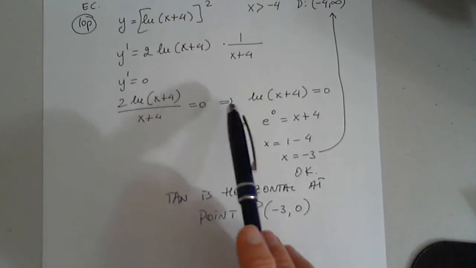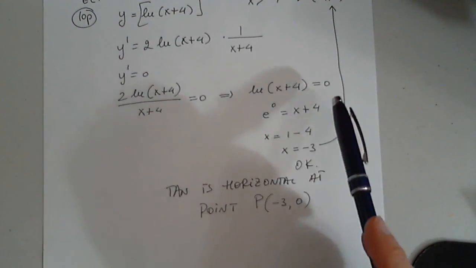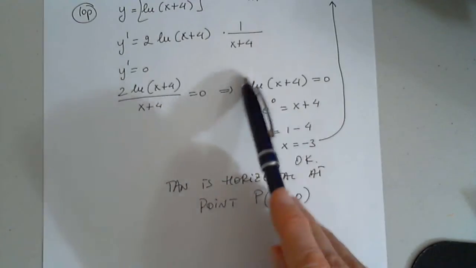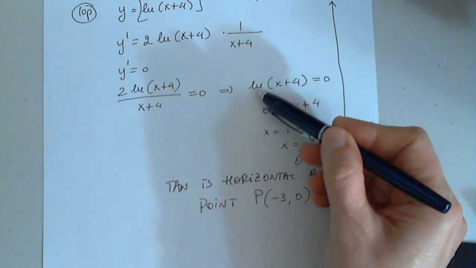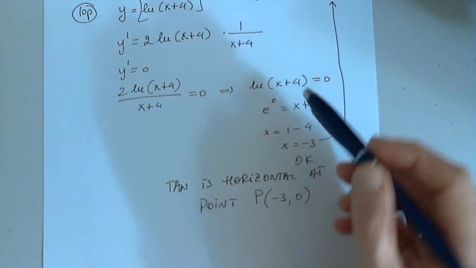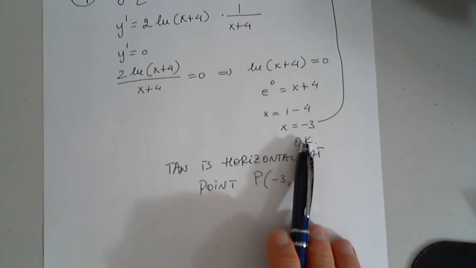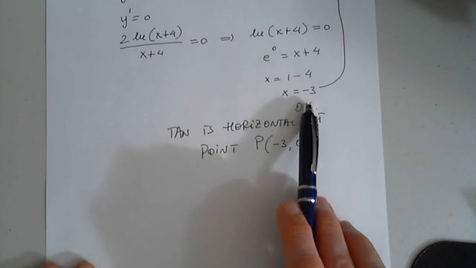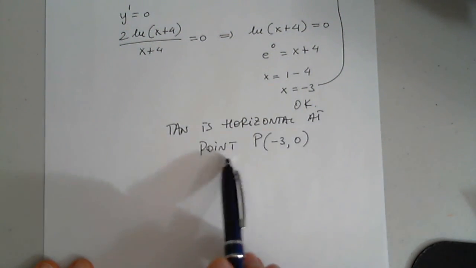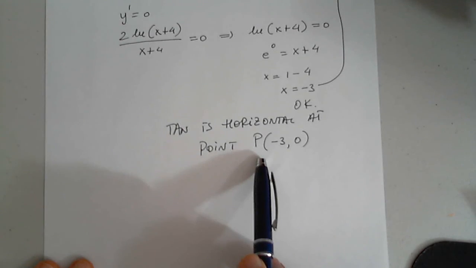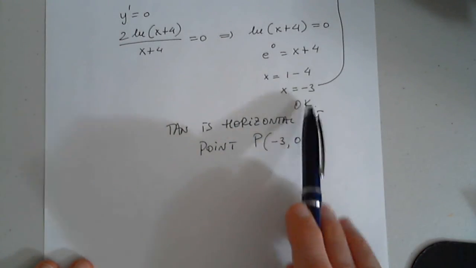So natural log of x plus 2, of course, 2 is the constant. So we change this into an exponential equation. E raised to 0 equals x plus 4. But e to 0 is 1. So 1 minus 4 will be negative 3. I have to plug back in the function and find the point where the tangent is horizontal. And I got that point negative 3, comma 0.